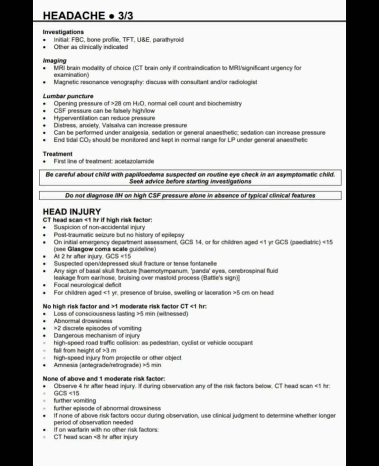These are observed 4 hours after head injury. If during observation any of the risk factors below, CT head scan less than 1 hour: GCS less than 15, further vomiting, further episode of abnormal drowsiness. If none of the above risk factors occurred during observation, use clinical judgment to determine whether a longer period of observation is needed. If on warfarin with no other risk factors, CT head scan less than 8 hours after the injury.